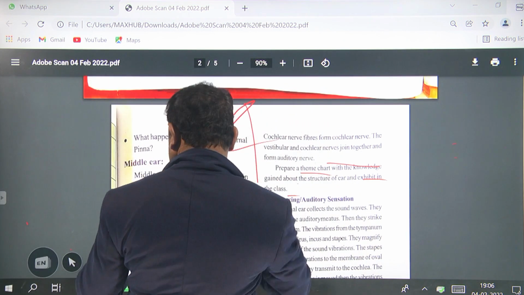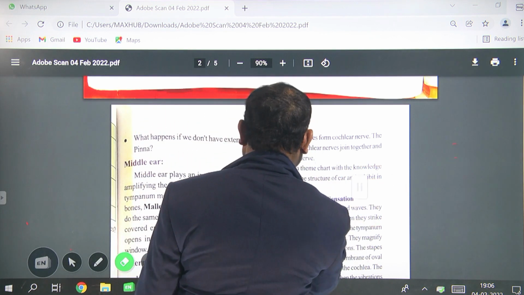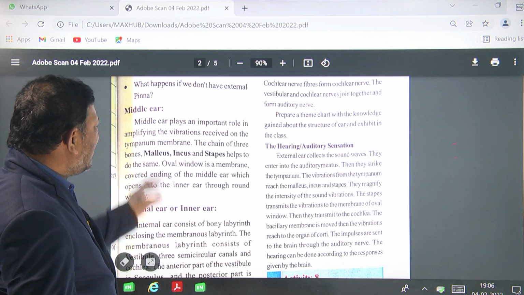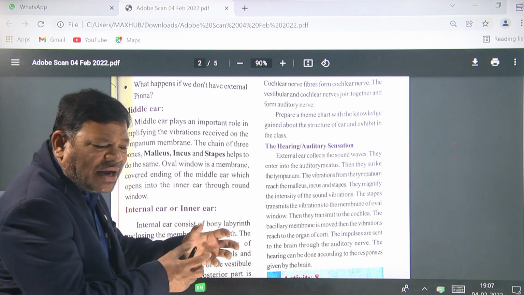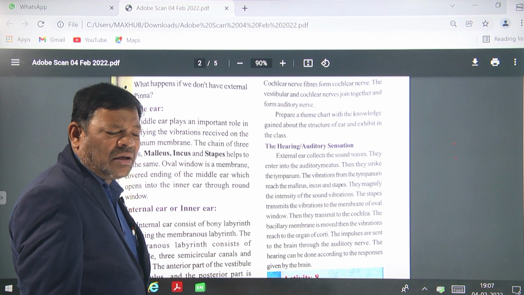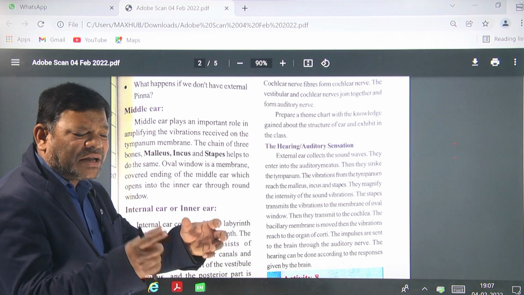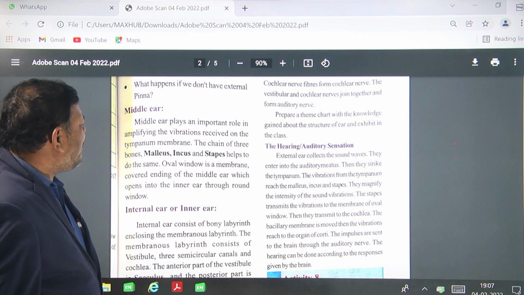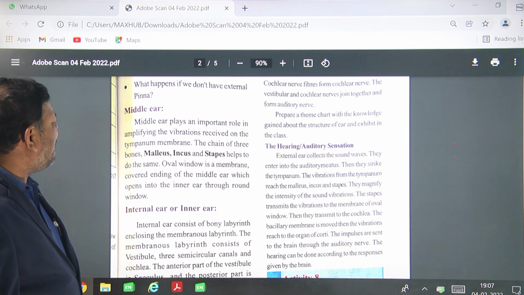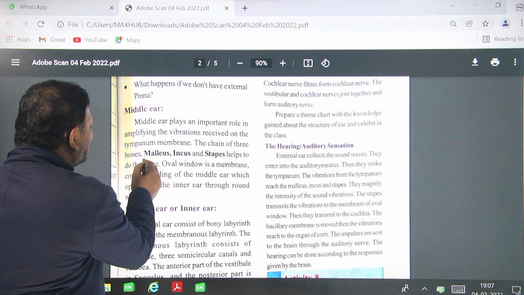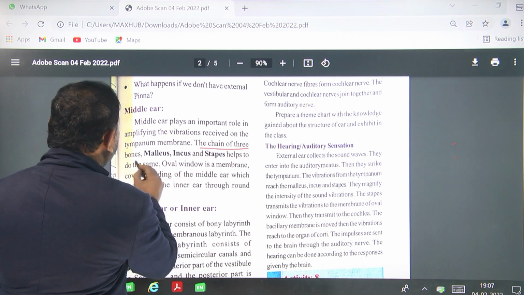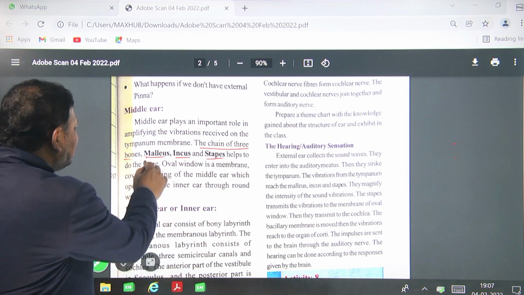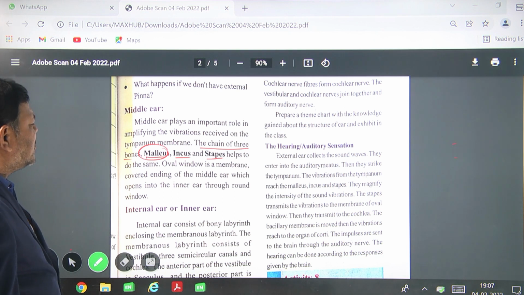The second one is the middle ear. The middle ear plays a very important role in collecting the information of the sound, and in amplifying the vibration received on the tympanum membrane. A chain of three bones is present in the middle ear, known as the malleus, incus and stapes.